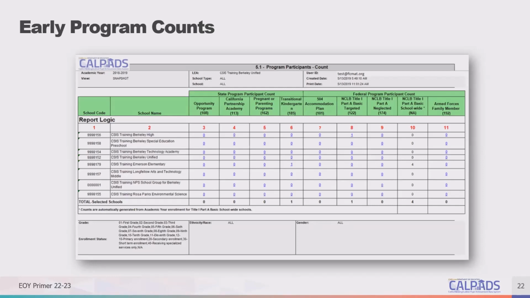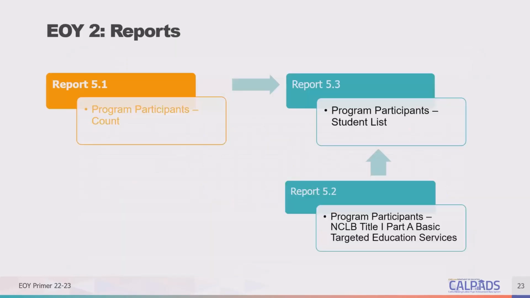So you are able to access that ODS version earlier than May 8th if you have your data in early, in order to estimate your counts in preparation for the snapshot beginning on May 8th. This report, report 5.1, is the aggregate report that you will need to review after all of your required data has been posted. This will need to be reviewed and LEA approved in order to certify. Report 5.1, program participants count.